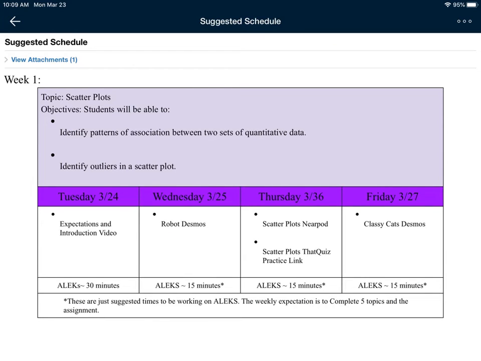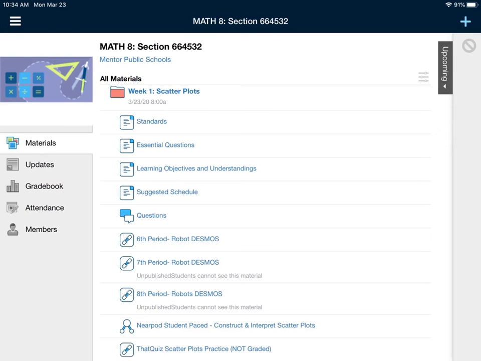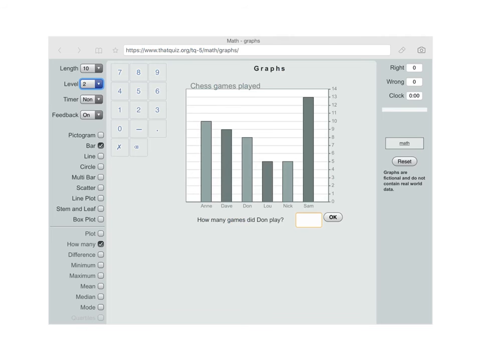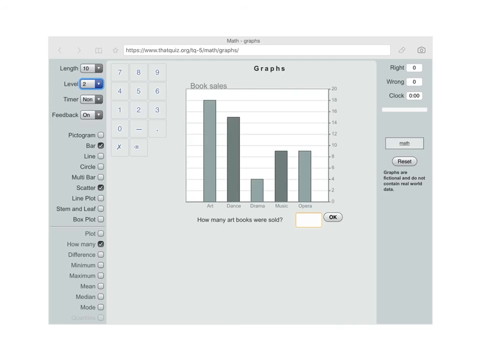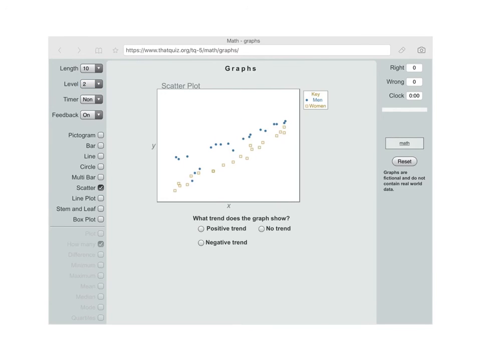Okay, so now that you've finished and submitted your Nearpod, let's find the practice link for that quiz on scatterplot. So the link that's right under the Nearpod, that's the link we'll use next. It's called thatquiz.org. You've seen it before. And here's what it looks like. Let me get that set up. Okay, so and I think it's a level. Okay, so it looks like this.